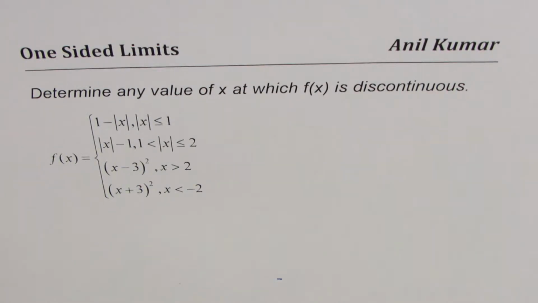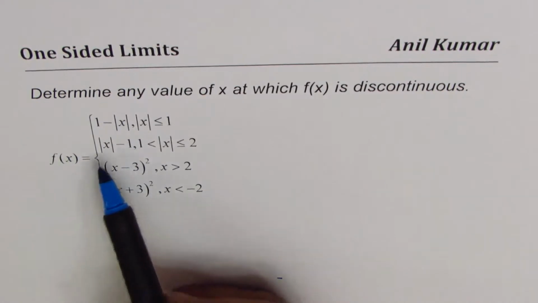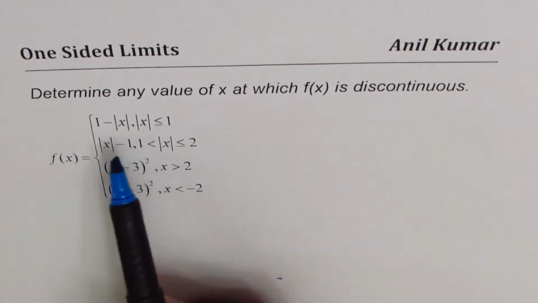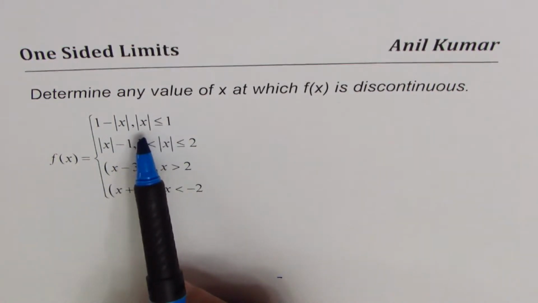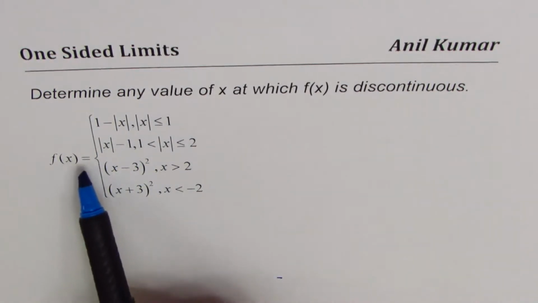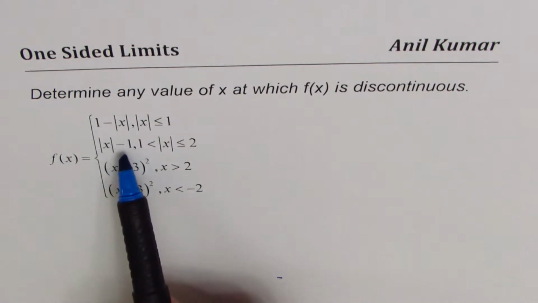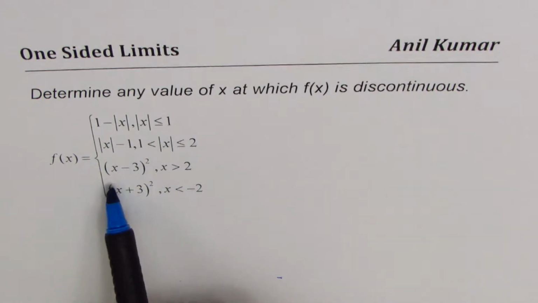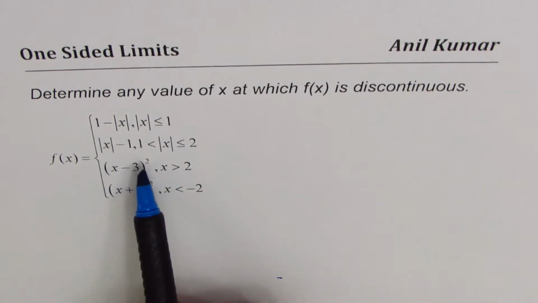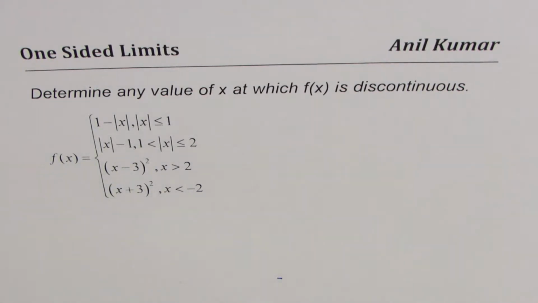The question here is, determine any value of x at which f of x is discontinuous. We are given the function f of x with 4 pieces. It is equal to 1 minus absolute value of x when absolute value of x is less than or equal to 1. It is absolute value of x minus 1 if absolute value of x is greater than 1, less than or equal to 2. It is equal to x minus 3 whole square for x greater than 2 and x plus 3 whole square for x less than minus 2.